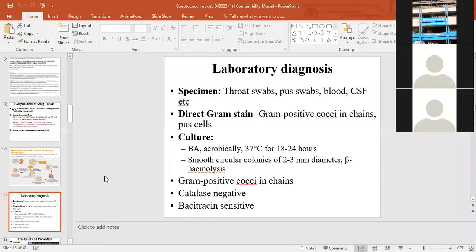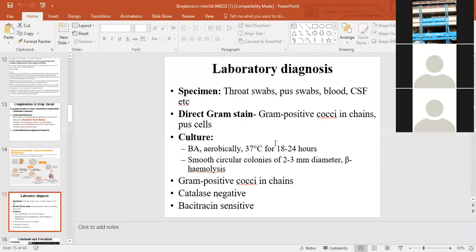So laboratory diagnosis is very important. We collect specimens for every species. We collect specimen depending on the site of infection. So depending on the infections that this streptococcal pathogen causes, these are the specimens that we collect. So we are able to do direct microscopy, very important.